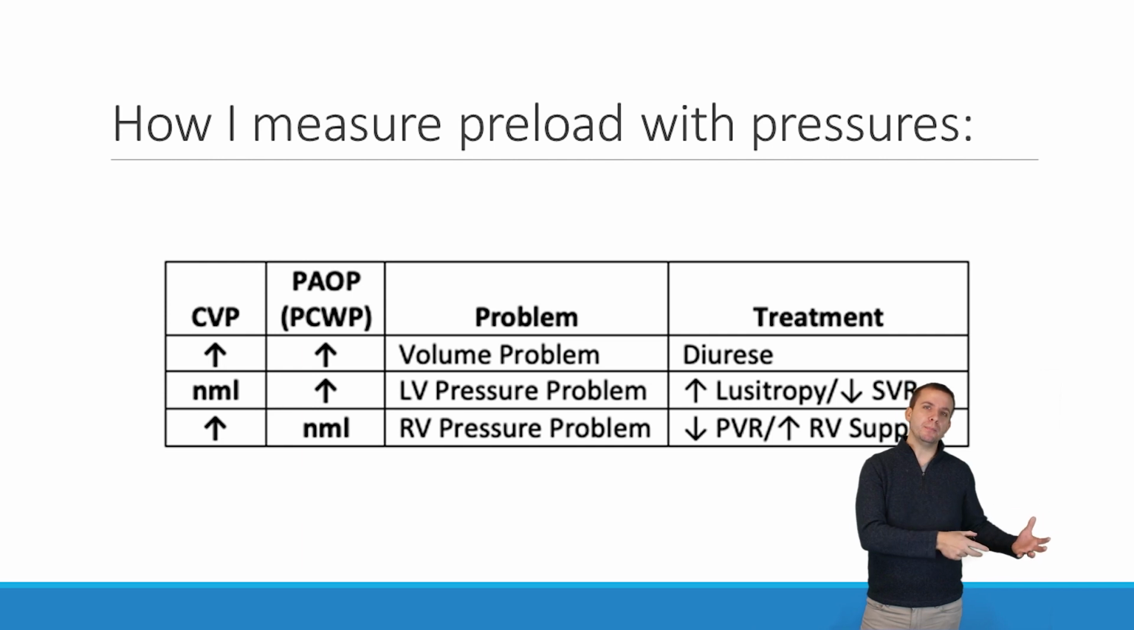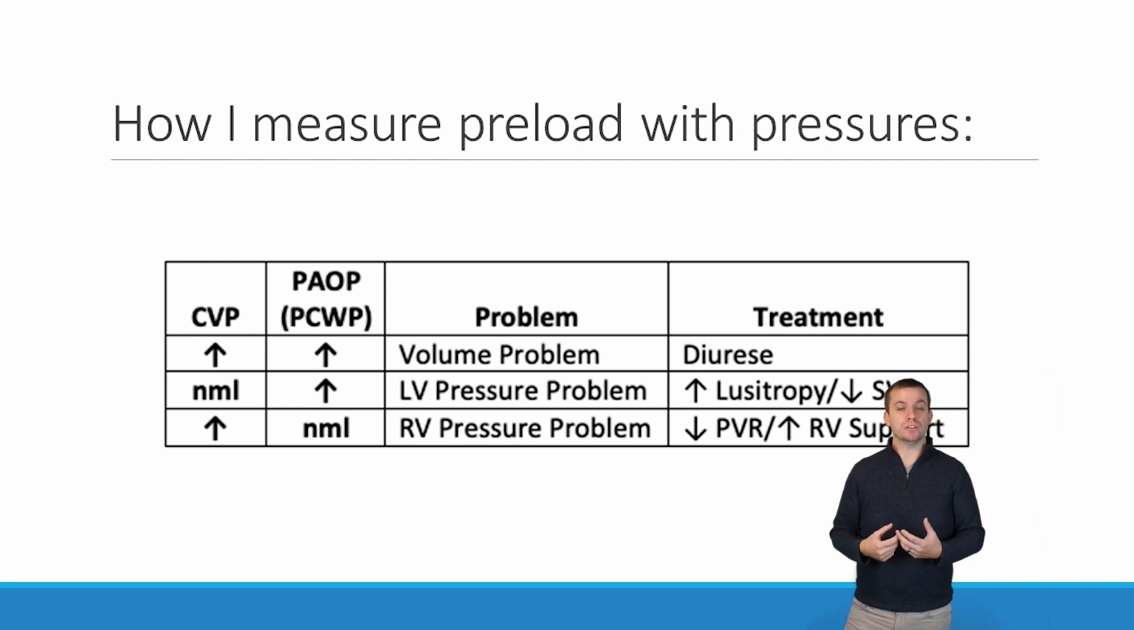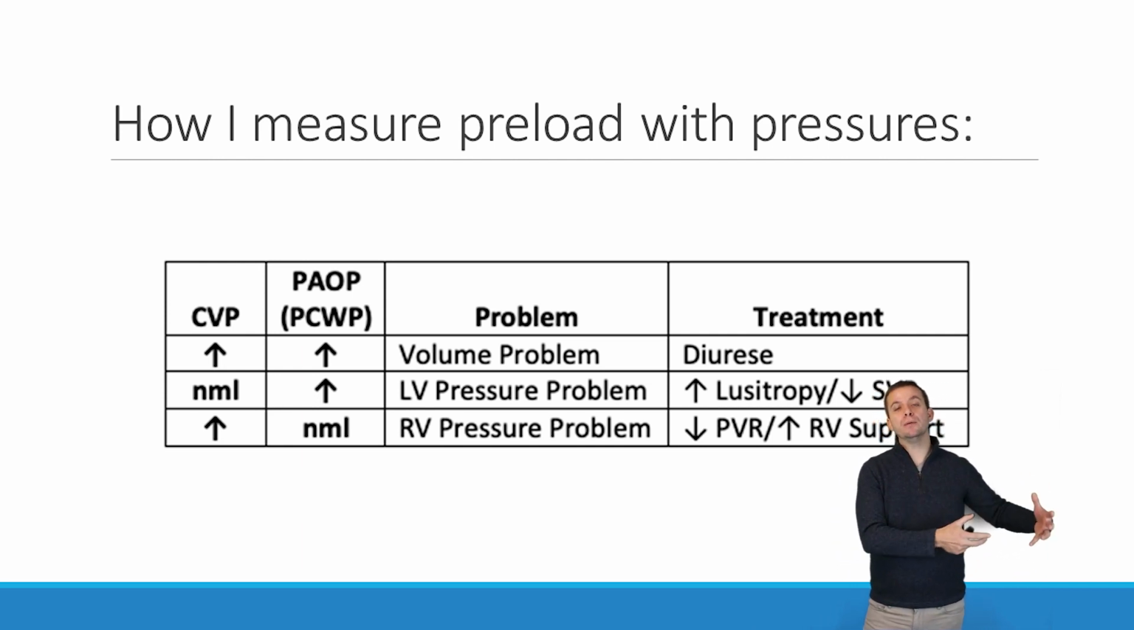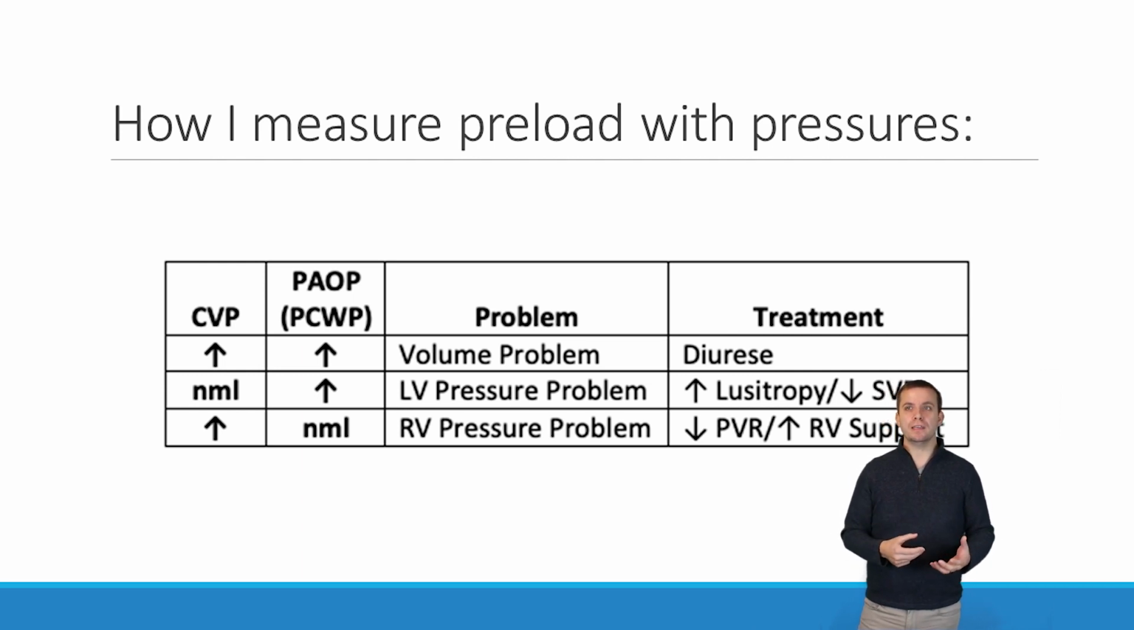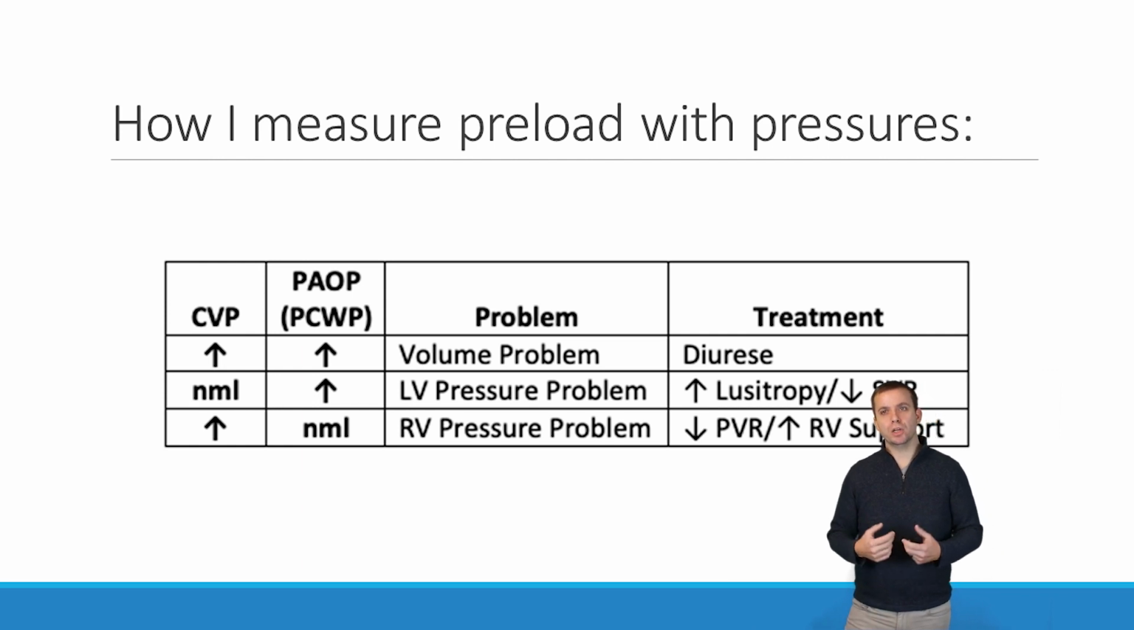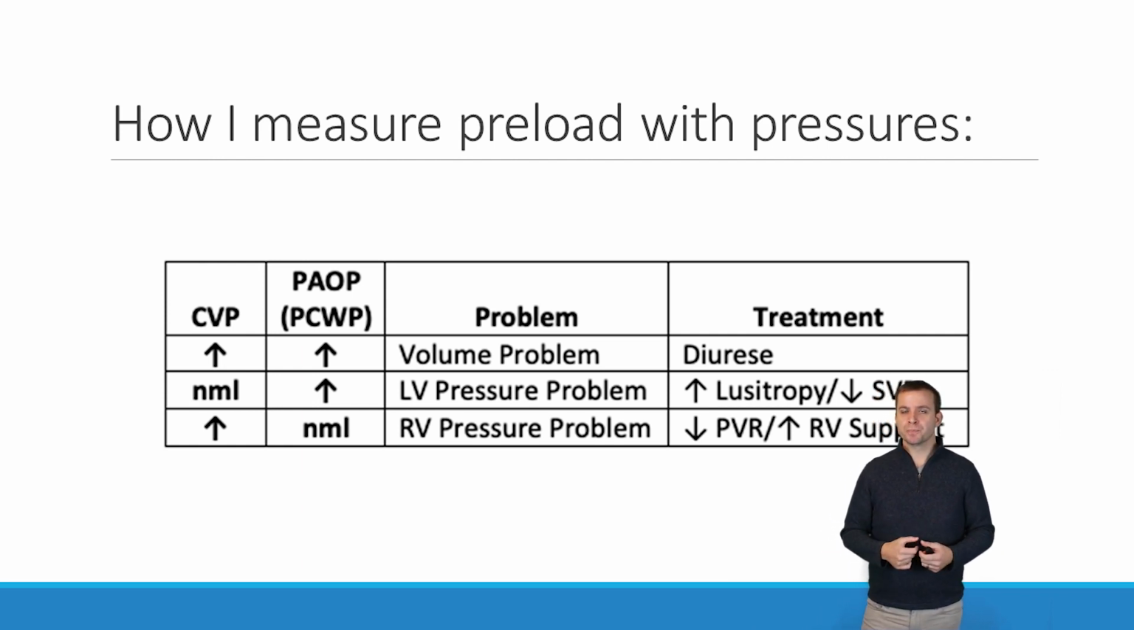And then if your CVP is high but your wedge is normal, then it's an RV problem. It's not a volume problem, and you need to either support the RV or reduce your pulmonary vascular resistance so you can drop that pressure on the right side. So having both of those pressures can be helpful, but looking at those pressures independently, you can run into a lot of problems if you're using them to estimate a volume.